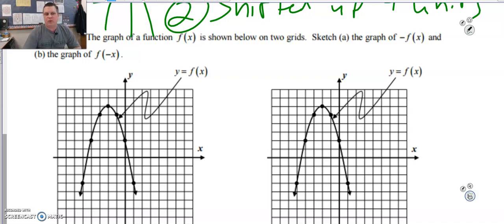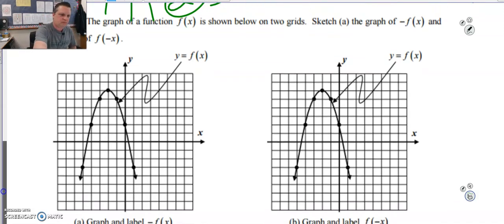Now here we are again with a graph. You have no idea, this could be a part 1 question. So they give you the graph of f of x. They want you to sketch the graph of negative f of x and the graph of f of negative x in parentheses. So the negative f of x is A. I'll do that one first.